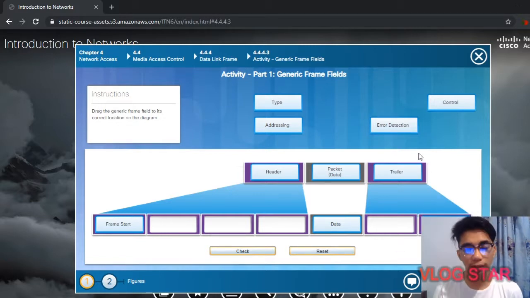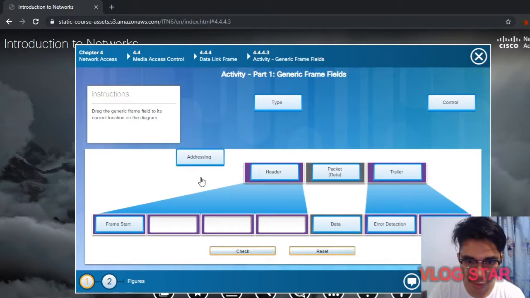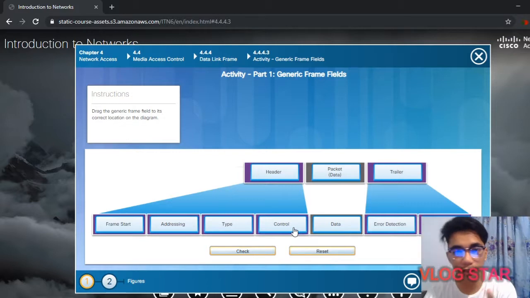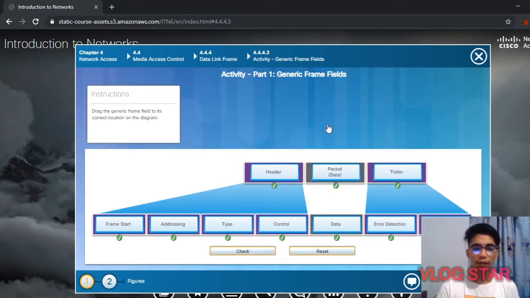Then in the trailer, the description says the trailer always has error detection in order to detect errors, so that it can discard a packet or other things. Then let's drag the error detection here. First the address, then after the addressing, they will know the type of packet it is. Then it would be the control, then the data would pass, then the error detection and the frame stop. Then let's check. So you can see it's all correct.